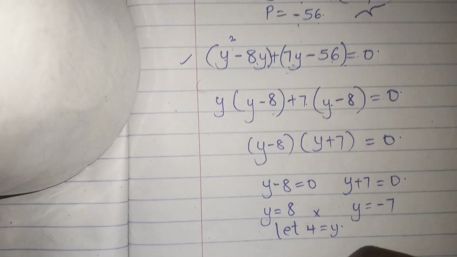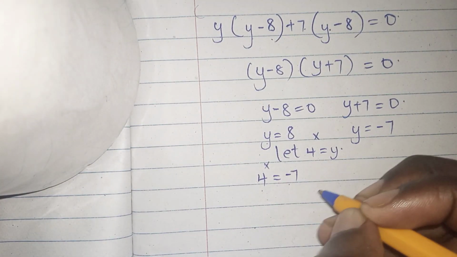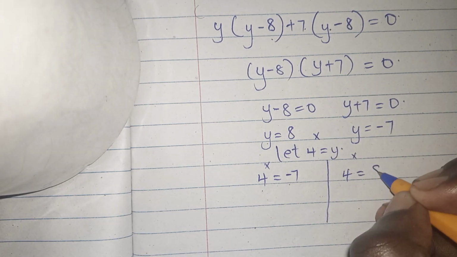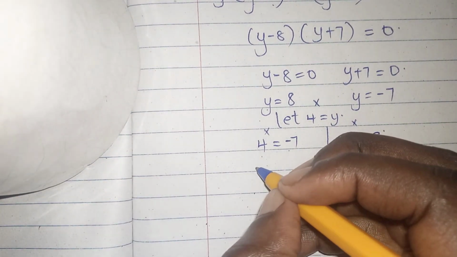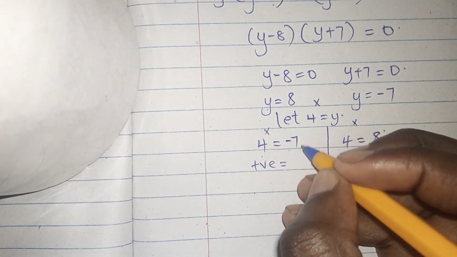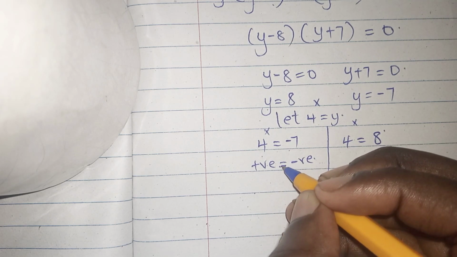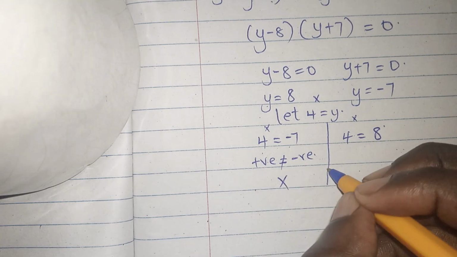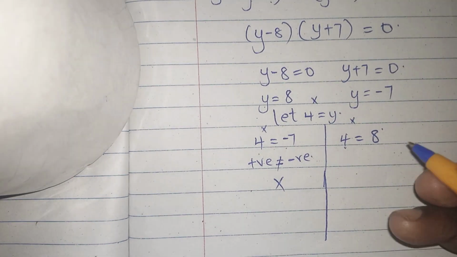So 4 to the power of x is equals to negative 7, or 4 to the power of x is equals to 8. So 4 to the power of x, this will always give us positive, and this gives us negative. So positive cannot be equal to negative. So this is a false statement we shall reject. So we are left with 4 to the power of x is equals to 8.